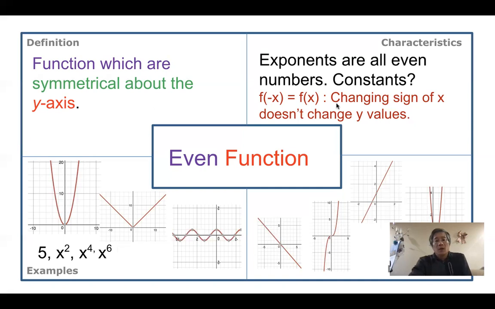Again, how do you determine? We compare when x is negative, so we call f of negative x, and then we compare with the f of x, positive side and negative side. We compare if they are equal, the function y values are equal, which means symmetry over y-axis, right? Then they are even function. So changing sign of x doesn't change y values, all right?